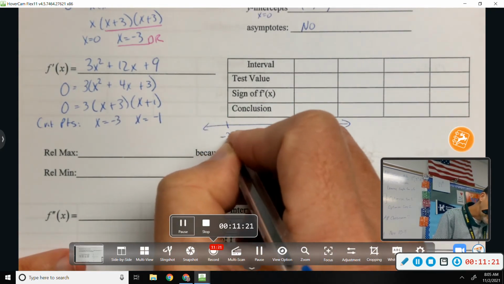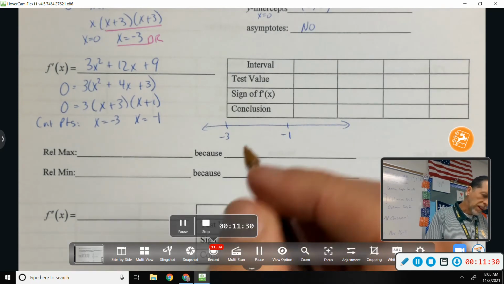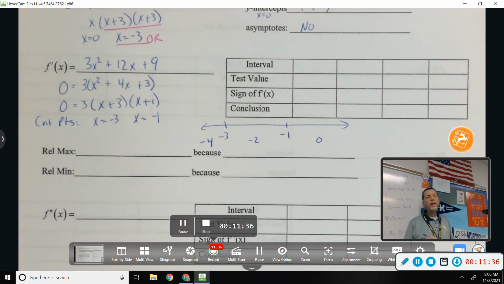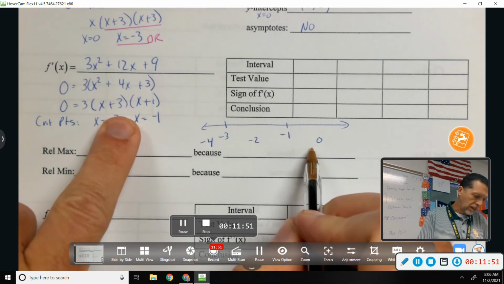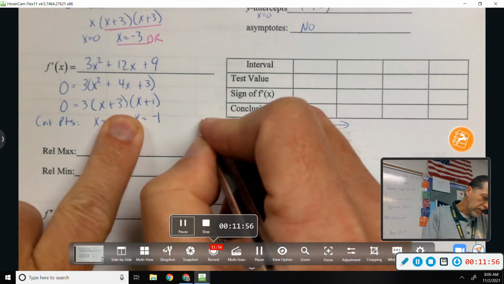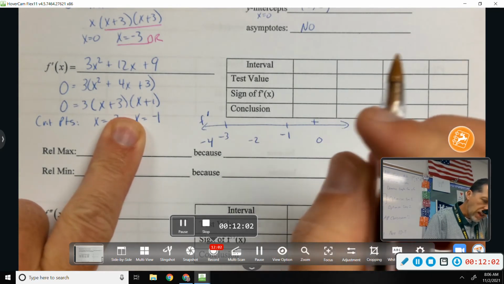I think a number line would be helpful. Didn't leave much room for that number line. Got some test values. Where am I going to put those test values? Original, first derivative, or second derivative? First derivative, because I want to know if we're increasing and decreasing. So I'm going to do 0 first, because that's the easiest one to plug in. So f prime is positive. Let's make sure we label what we're doing here. f prime is positive. That means f is increasing.